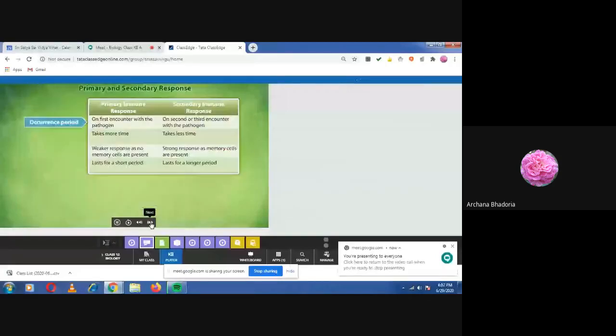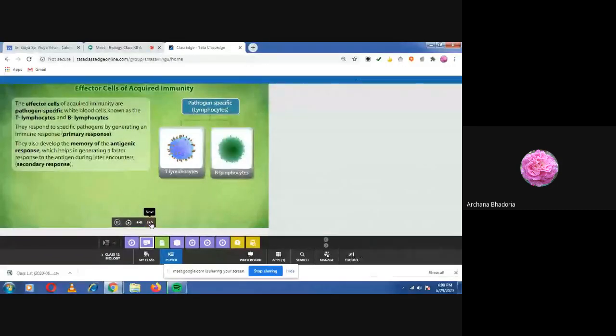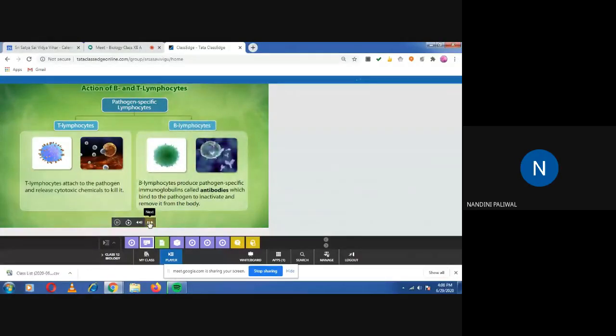You have understood what are the two different types of responses. You all have noted the differences also. Yes or no? Yes, ma'am. Then what are the two types of lymphocytes? Ma'am, T lymphocytes and B lymphocytes. Why do you call them T lymphocytes and B lymphocytes? Ma'am, because they get matured in the thymus. Thymus, correct. So you call them T lymphocytes. And why do we call them B lymphocytes? Ma'am, because they get matured in the bone marrow.